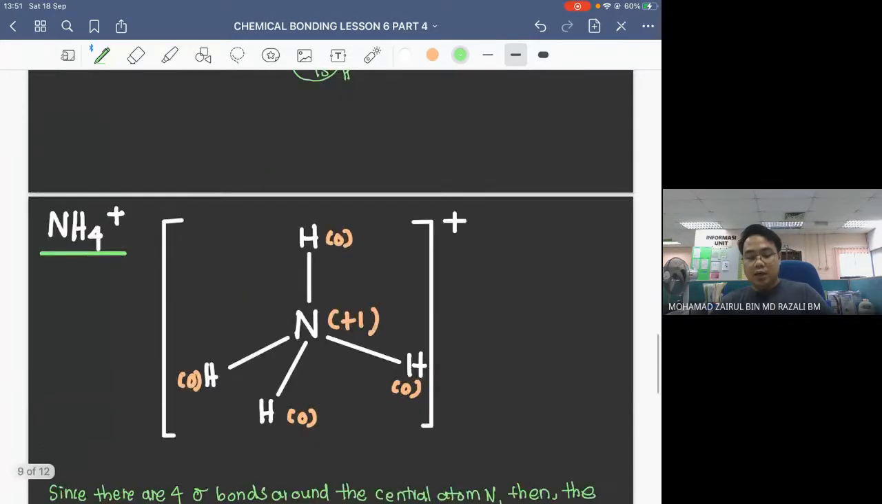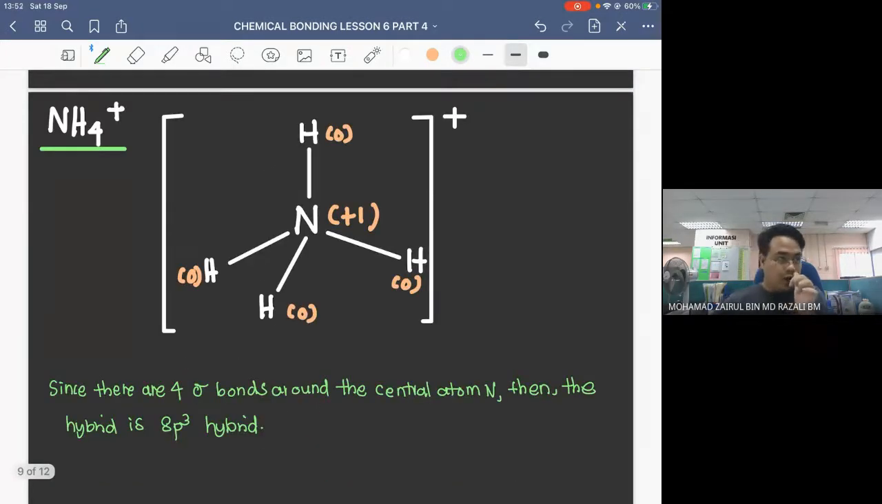Okay, so the last one is for NH4 plus or ammonium ion. Okay, if you calculate the formal charge, each of the hydrogen we have a formal charge equal to 0. However, for the nitrogen we have formal charge equals to +1. That means when you draw the valence orbital diagram for nitrogen, you need to lose one of the electron. So initially nitrogen ada 5. So sebab dia ada formal charge +1, maknanya dia dah lose 1 electron.